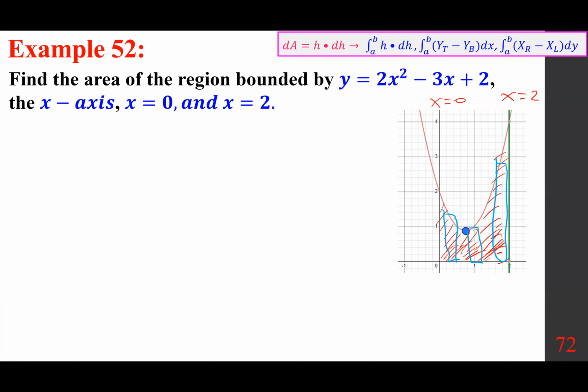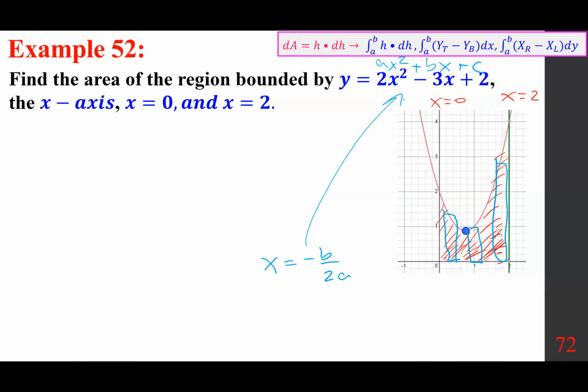So this is, by the way, the vertex. And as you recall, the vertex has x equals minus b over 2a, where the function is ax squared plus bx plus c. Then you plug it in and you find the y coordinate. So finding the vertex shouldn't be a big deal.